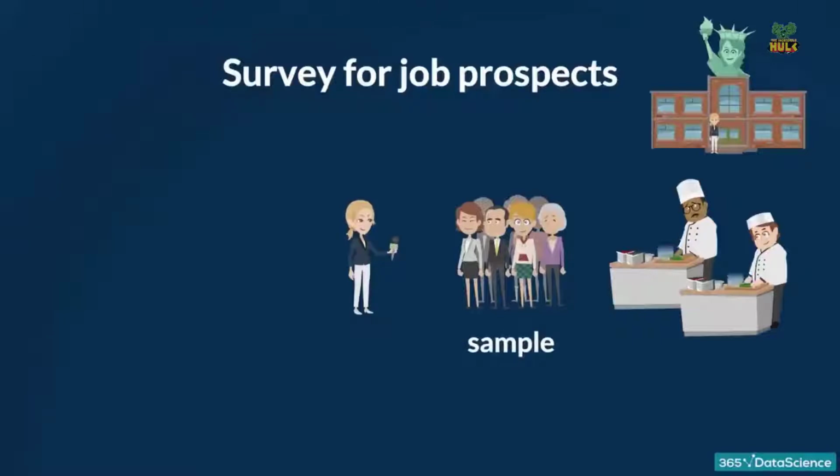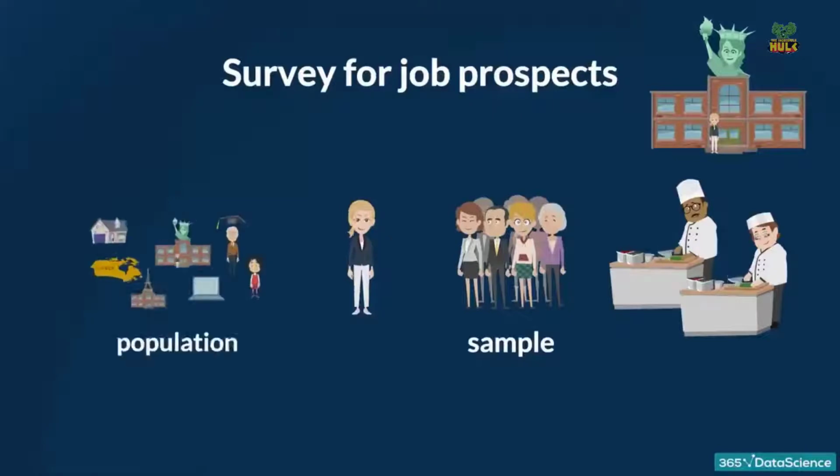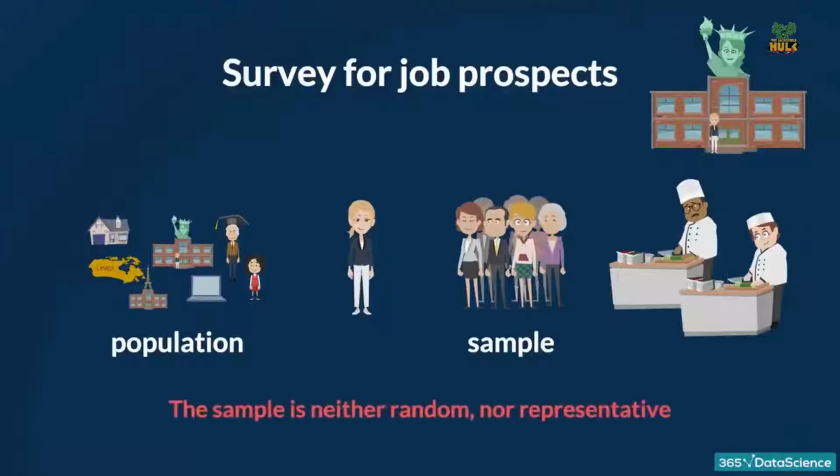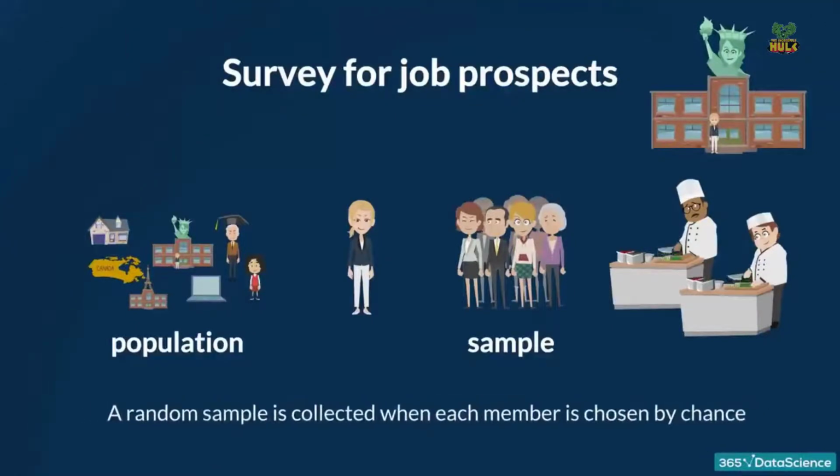Good job. But what are the chances of these 50 people providing us answers that are a true representation of the whole university? Pretty slim, right? The sample is neither random nor representative. A random sample is collected when each member of the sample is chosen from the population strictly by chance. We must ensure each member is equally likely to be chosen.